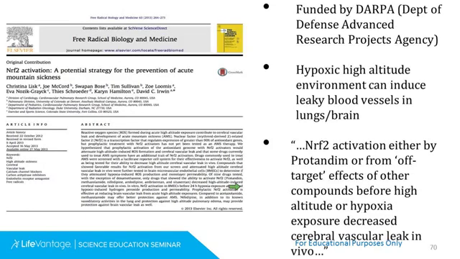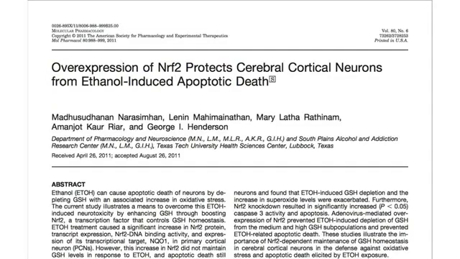This is a particular study that was looking at acute mountain sickness and showed that NRF2 activators with Protandim or other off-target effects of other compounds before high-altitude hypoxia reduced cerebral vascular leak, basically that it could be a potential treatment for acute mountain sickness, which I wish I would have had when I tried to climb Long's Peak many years ago.